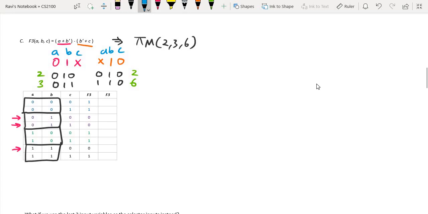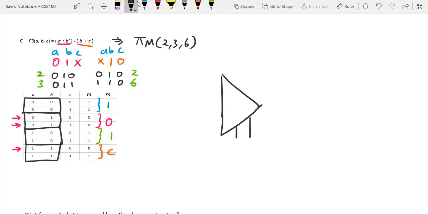So for the first group here, we can see the output is always a 1. For the second group here, we see that the output is always a 0. Okay, for the third group, we see the output is always a 1. And for the last group, we can see that the output follows C. Okay, so in terms of your actual implementation, what you have here is your A and B over here. This is your S1, S0. Okay, so you have 0, 1, 2, 3.